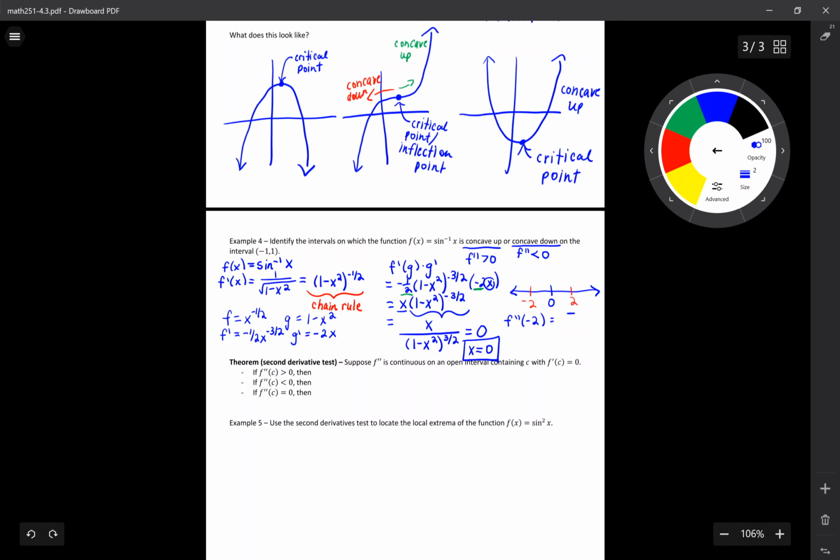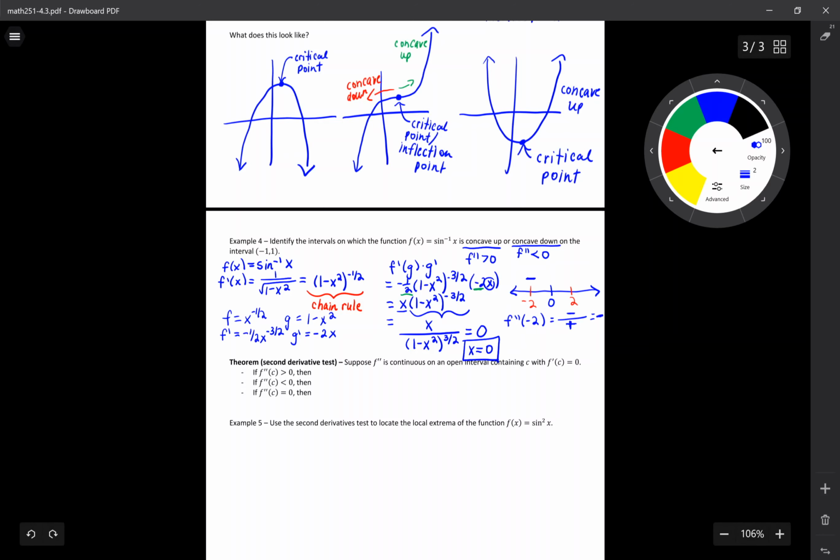That's just x, negative over. And then here on the bottom, I have 1 minus x squared to the power of 3/2. So x squared here would be 4. So I'd have 1 minus 4 to the power of 3/2. And that is positive, because anything to the power of 3/2 here is positive. So I have negative over positive, which is negative.